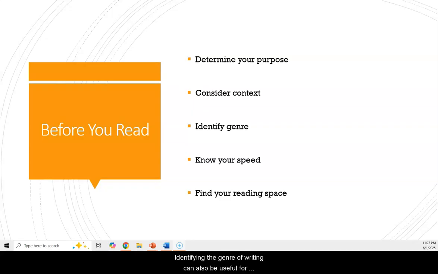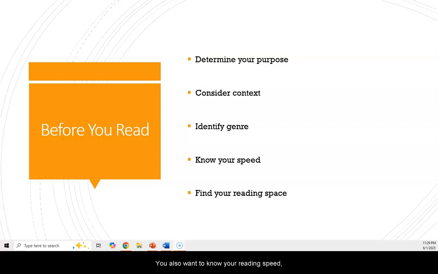Identifying the genre of writing can also be useful for establishing expectations. If we're reading a scholarly article in the sciences, we expect to see an explanation of the research methods and the data collected. If we are reading a science fiction novel, we expect the story to be set in space or to include futuristic technology. If a text does not meet our expectations for the genre, it could mean that the text isn't very good, or that the author is trying something innovative.